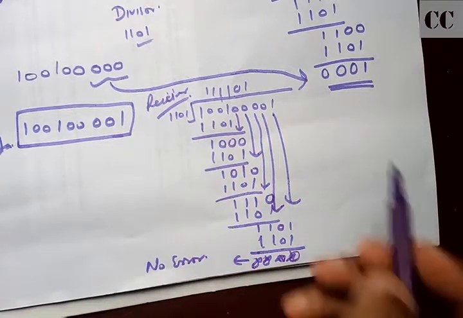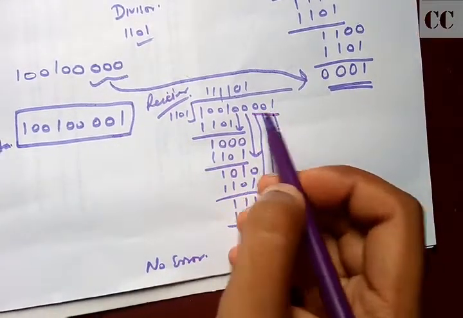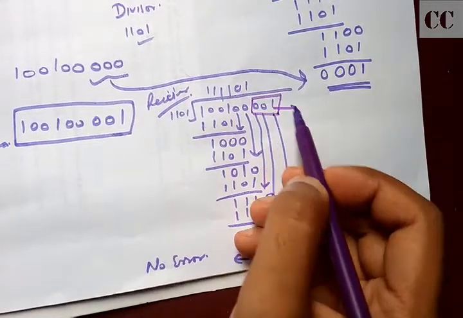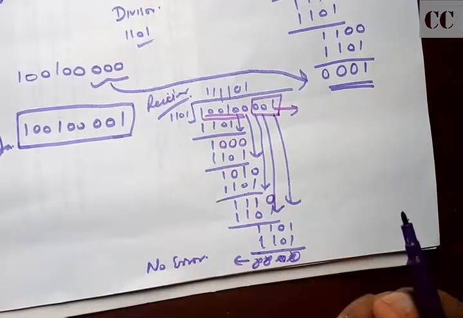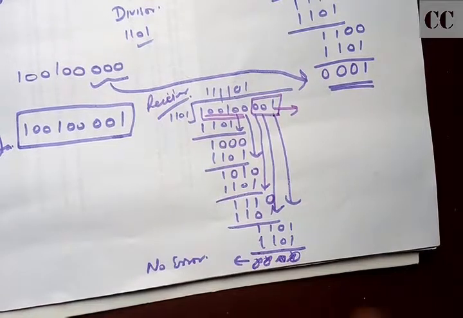And as we know, the last 3 bits are the redundant bits. We just remove them and consider the main data that we have. So this was the simple concept of cyclic redundancy check.